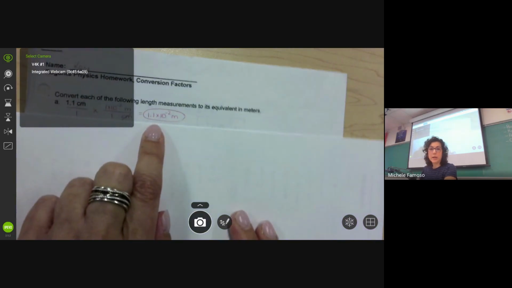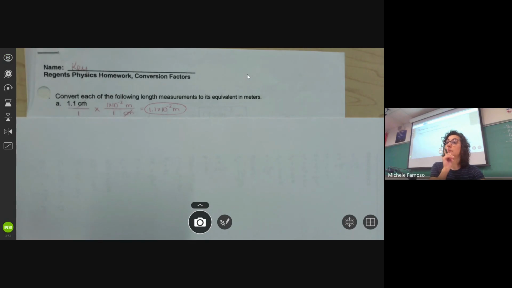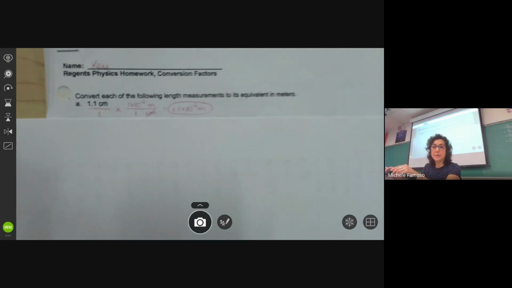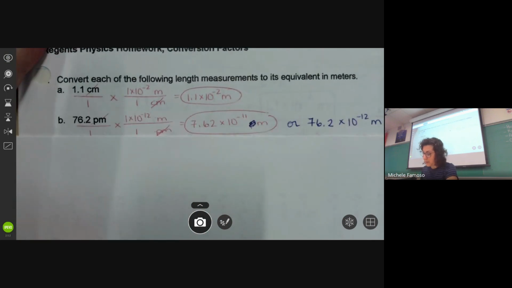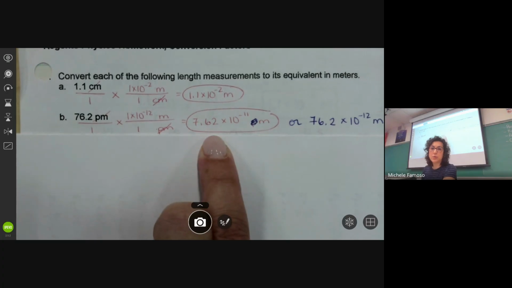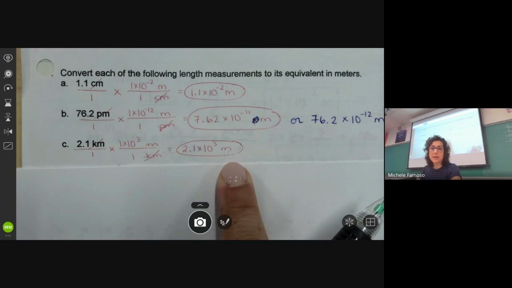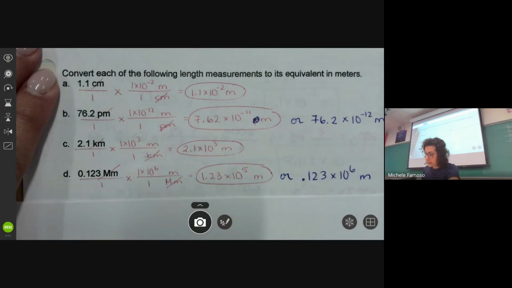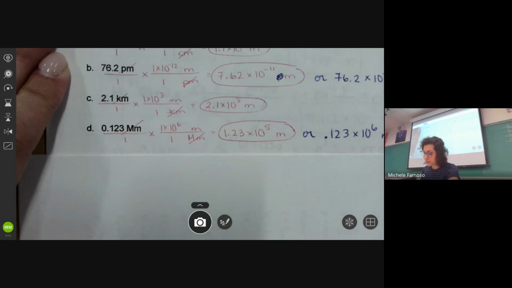Ready? Okay. Number 1, A is 1.1 times 10 to the negative 2 meters. B is 7.62 times 10 to the negative 11 meters. C is 2.1 times 10 to the 3 meters. D is 1.23 times 10 to the 5 meters.